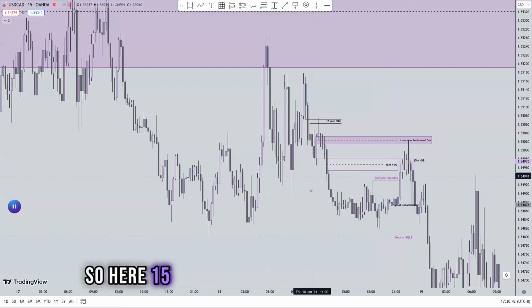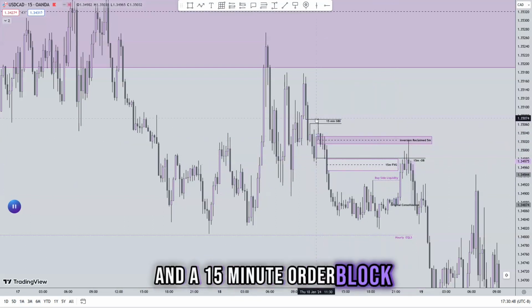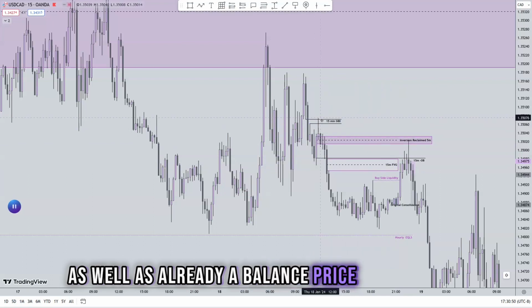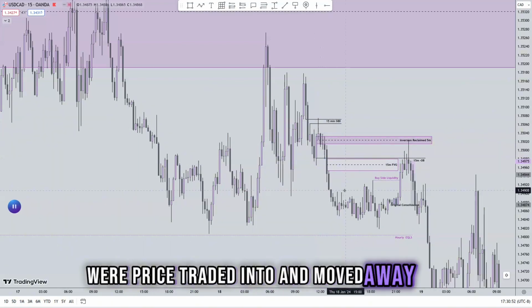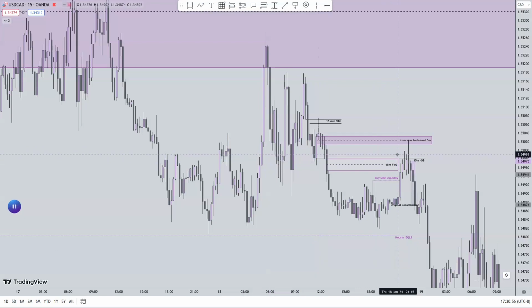So here, we have reason to go bearish because we have a 15-minute fair value gap and a 15-minute order block, as well as already a balanced price range up here where price traded into and moved away from. So now we're just seeing where we can take a sell from.